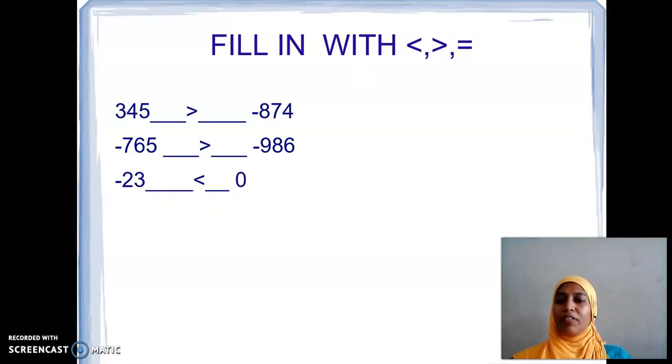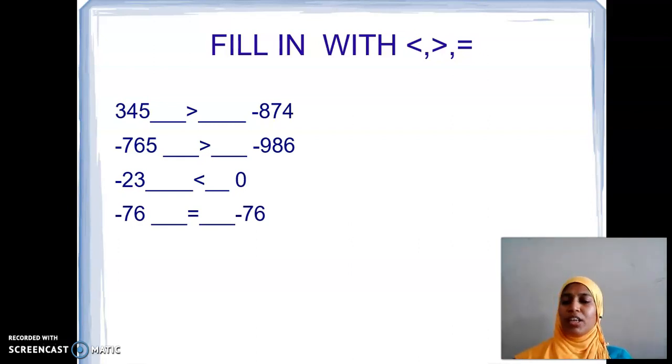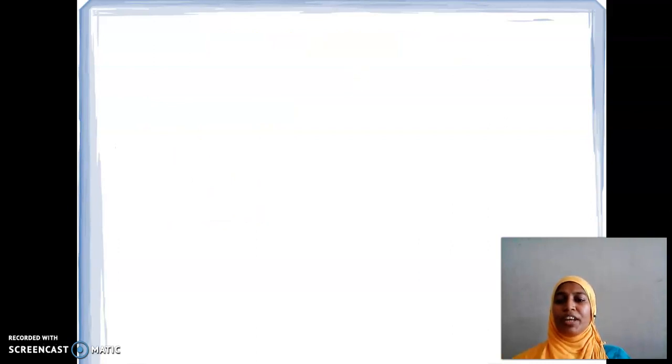Now comparing a negative integer with 0. Though this is 23, just by looking at it, we may think 23 is bigger than 0. So I should say minus 23 is greater than 0. Then you are wrong. Be careful, my dear children. When you compare a negative number with 0 or a positive number, 0 and the positive number will be greater. So 0 is greater than minus 23. Now here again, minus 76 on both sides. Surely you will write the equal to sign. Well done, my dear children.